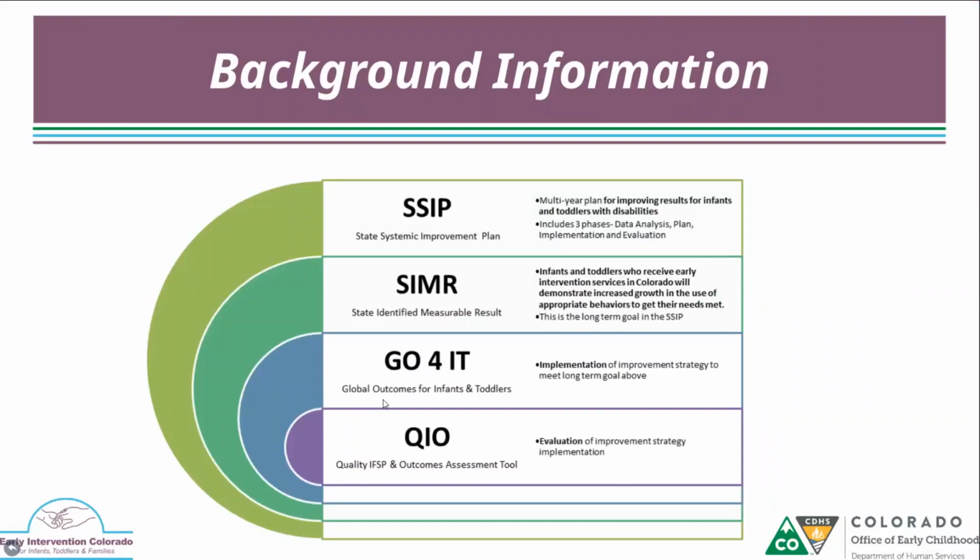And then within our SIP and SIMR, we have Go For It, which I know you are all very familiar with. And that's the implementation of our improvement strategy to meet the long-term goal outlined in our SIMR and SIP. And then we have the QIO, which is the evaluation of the improvement strategy. So Go For It and QIO are that 3rd phase of the SIP, the implementation and evaluation, and that's where we're at right now. And that's why we've developed the QIO.